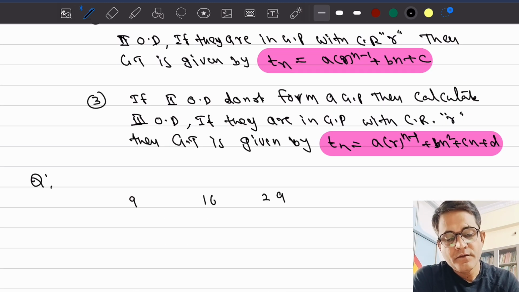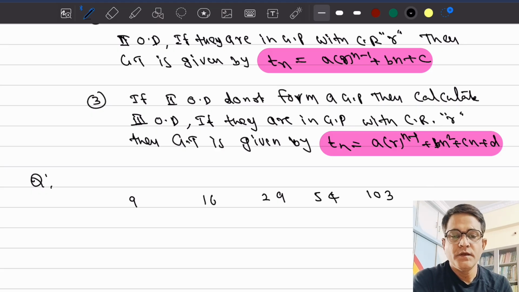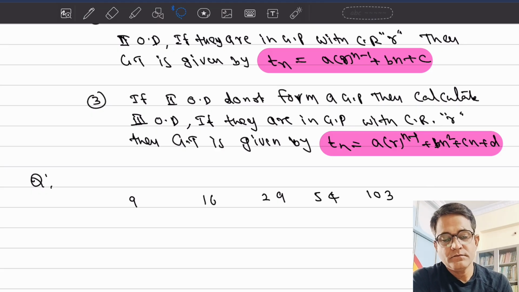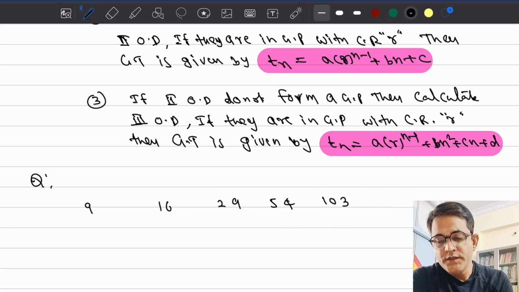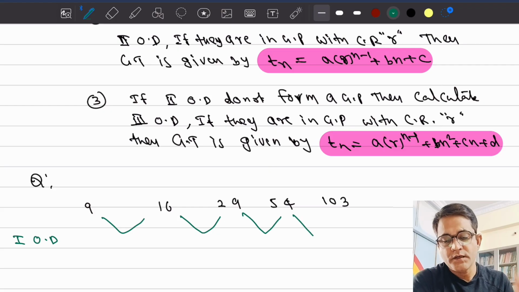29, 54, 103. So this is the question. Now what we do is, first we calculate first order differences. So these differences. 16 minus 9, that is 7.